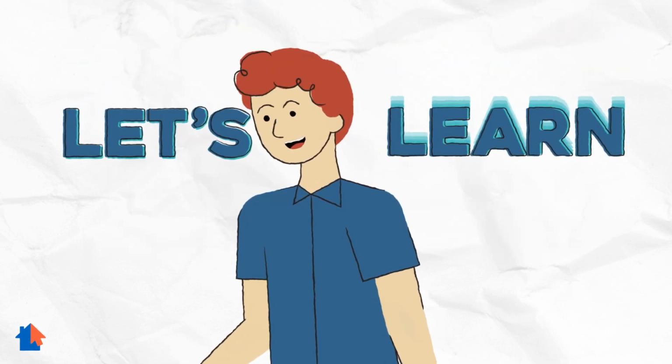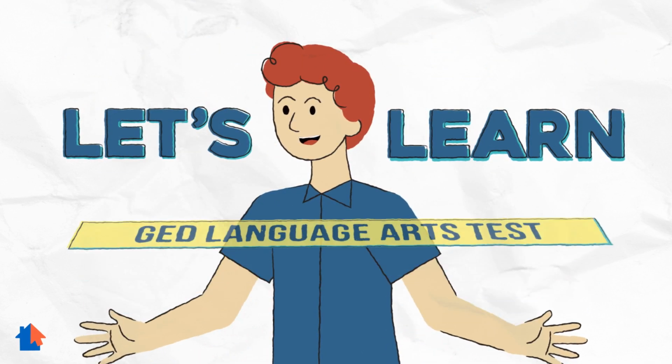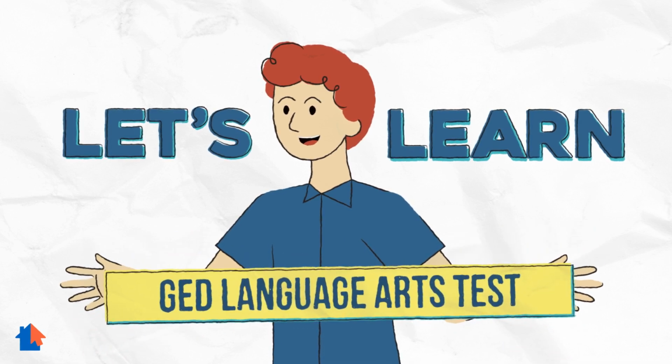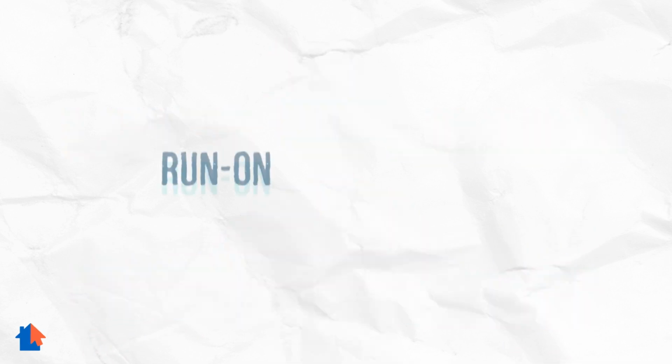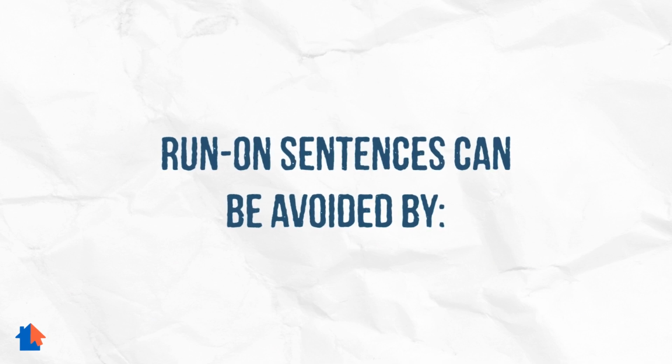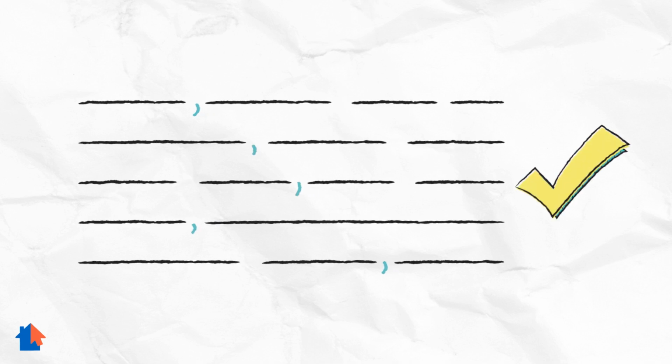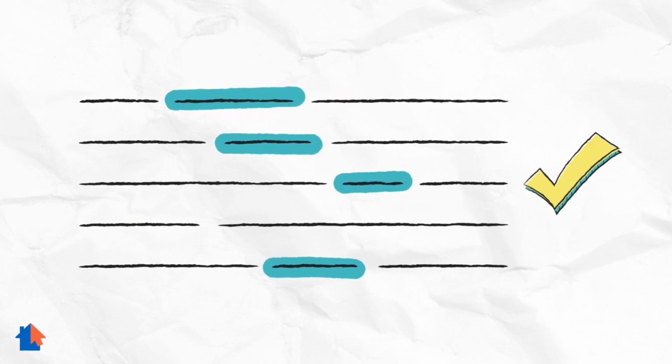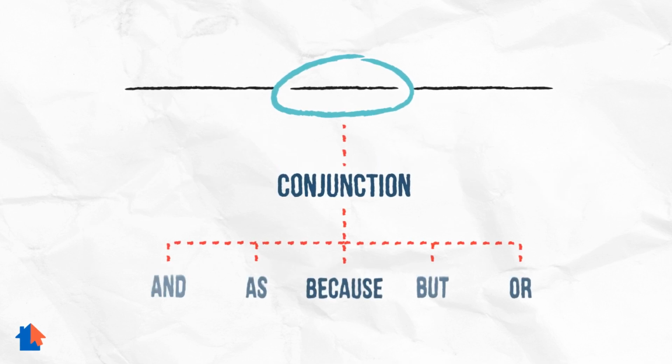In this video, you will learn how to correct run-on sentences and avoid them in your GED Language Arts test. Ways you can deal with run-on sentences in your GED: use punctuation to separate the pieces, or use words to connect them correctly. Conjunctions are the words used to link sentence components. The conjunctions and, as, because, but, and or are frequently used.